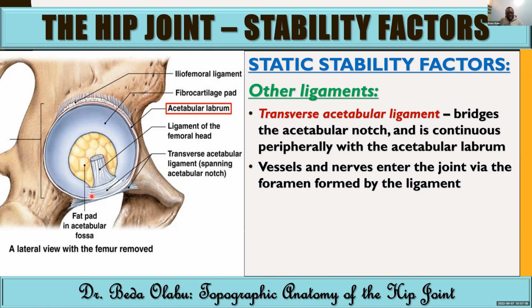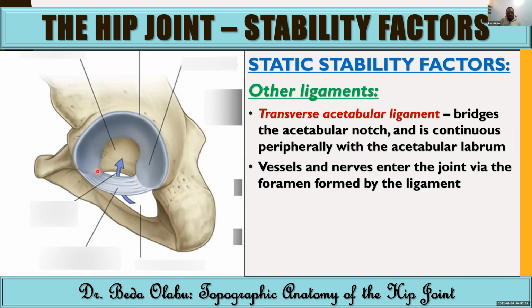Now, when it bridges that particular notch, there's a small gap that it leaves inferiorly. That foramen that it leaves inferiorly, or deep to it, you can call it the acetabular foramen. It allows for passage of vessels and nerves which go to the head of femur through this other ligament that I'm going to talk about. So here we see that particular foramen, which allows for the passage of nerves and vessels which go to the head of femur.